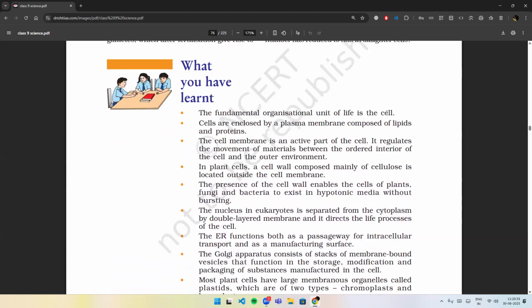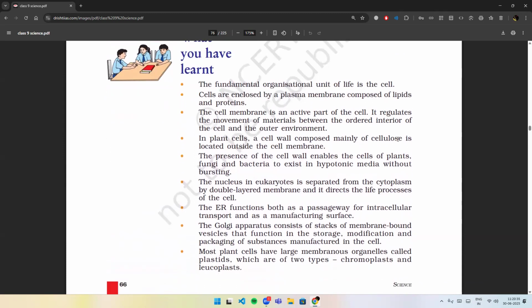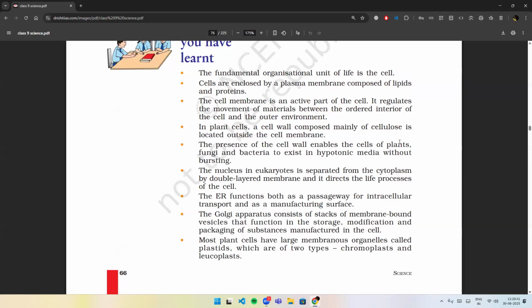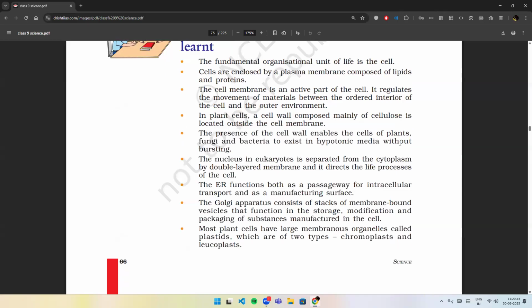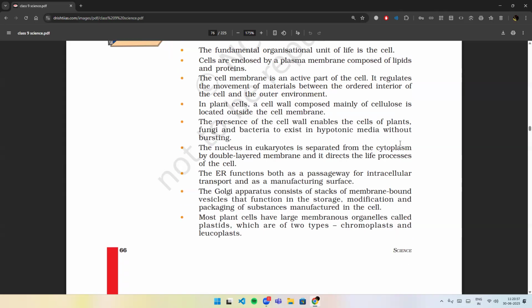What you have learned. The fundamental organizational unit of life is the cell. Cells are enclosed by the plasma membrane composed of lipids and proteins. The cell membrane is an active part of the cell. It regulates the movement of materials between the ordered interior of the cell and the outer environment. In plant cells, a cell wall composed mainly of cellulose is located outside the cell membrane.